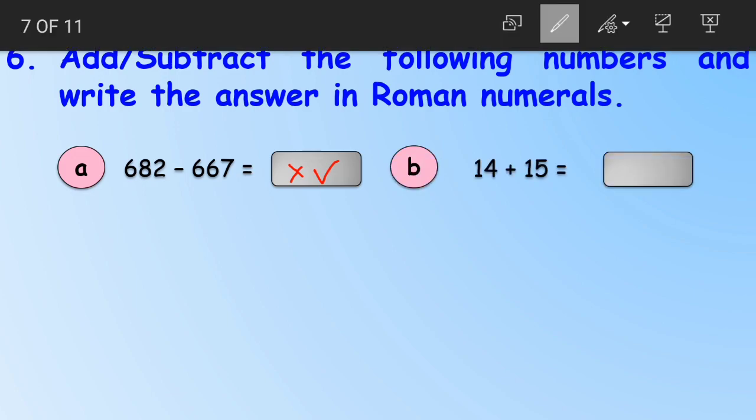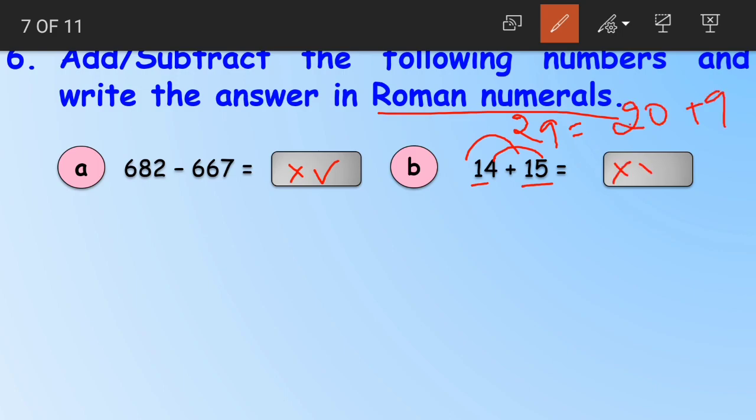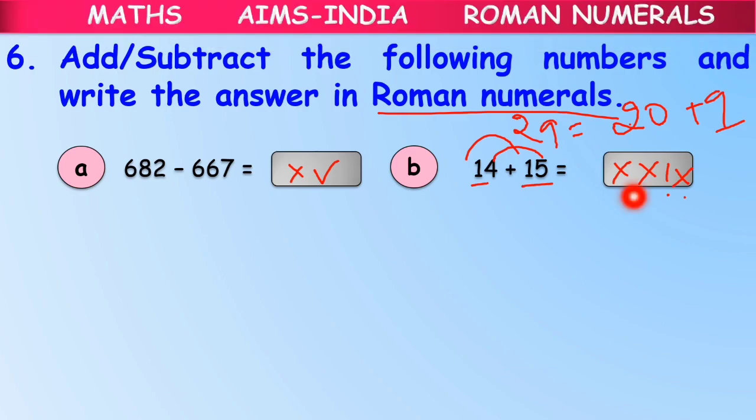The next question, 14 plus 15. Now 14 plus 15 gives us what? 4 plus 5, 9. 1 plus 1, 2. 29. Now how do we write 29 in Roman numbers? 20 plus 9. 20 is written as XX. And 9 is written as what children? IX, very good, IX, which is equal to 10 minus 1. So 29 is equal to XXIX.